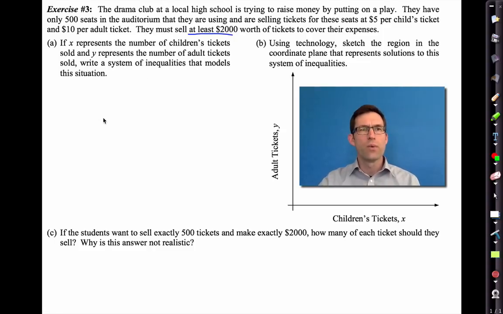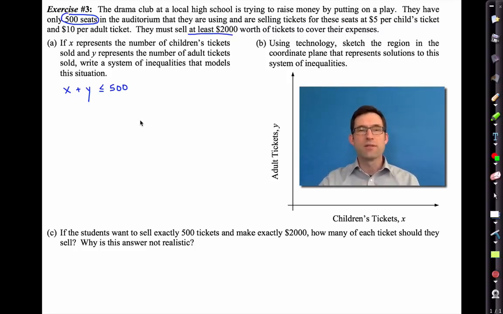Well, we have only 500 seats, so we can't sell more than that. So if we take the number of children's tickets and add to it the number of adult tickets, that's got to be less than or equal to 500. We can't sell more than what we have.